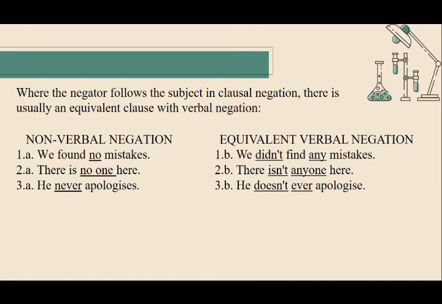For the non-verbal negation: we found no mistakes. There is no one here, and he never apologizes. For the equivalent verbal negation: we didn't find any mistakes. There is not anyone here, and he doesn't even apologize.